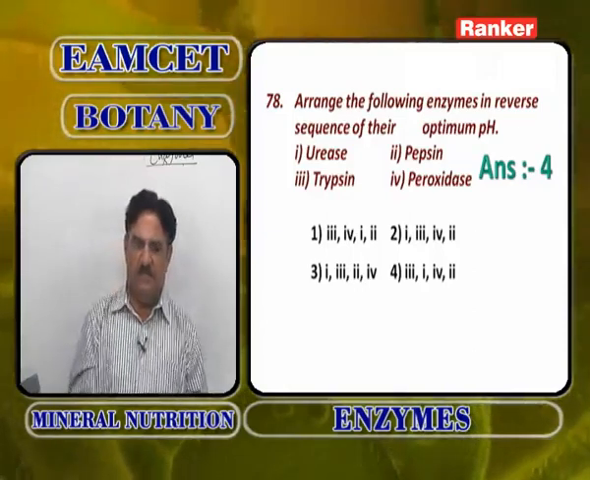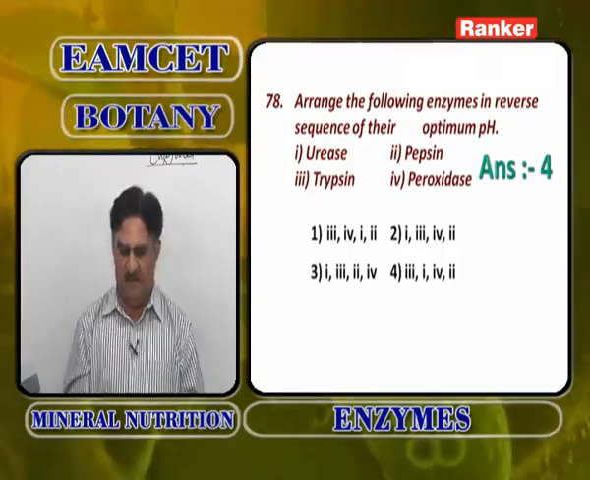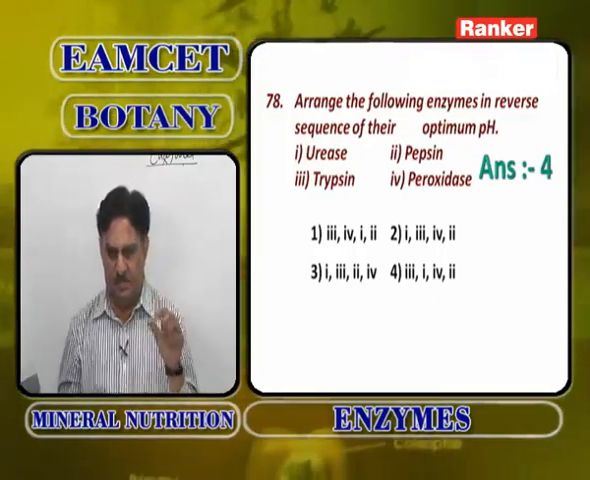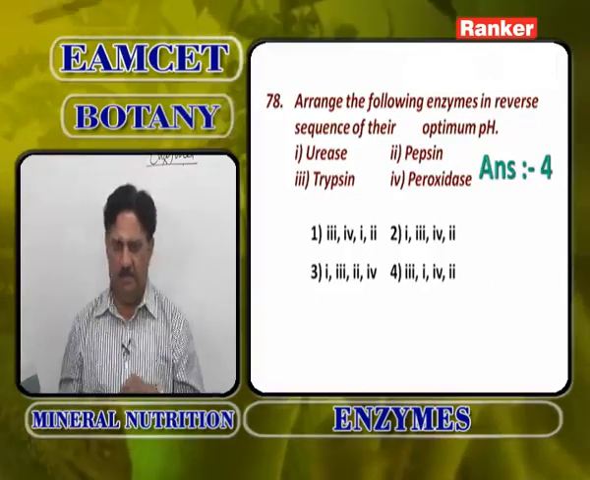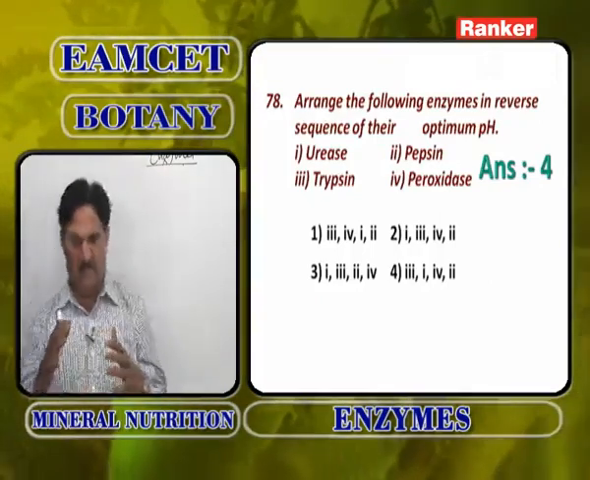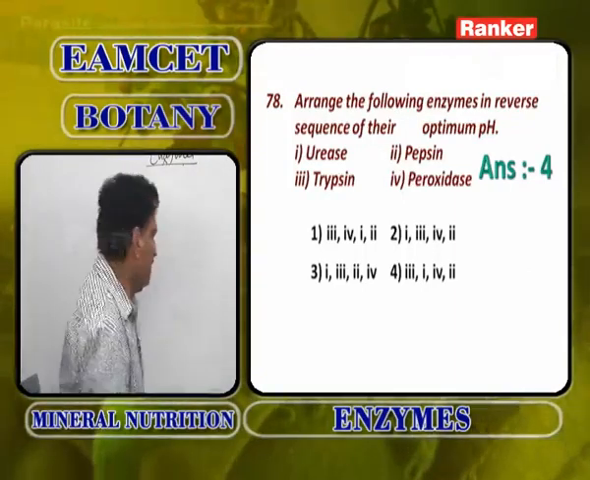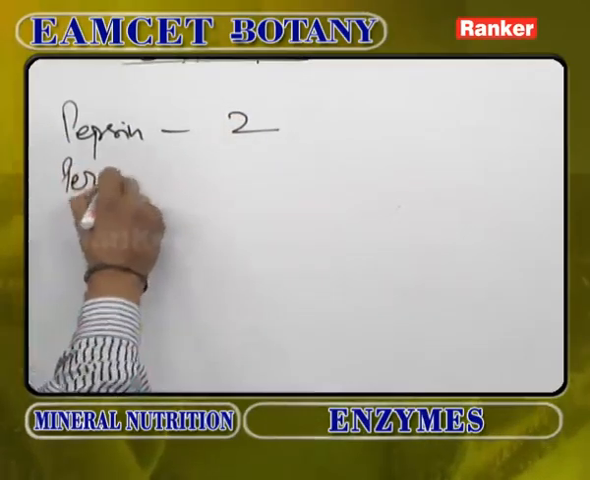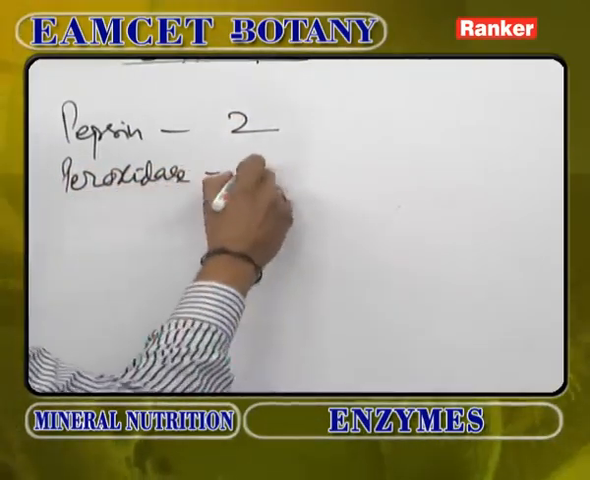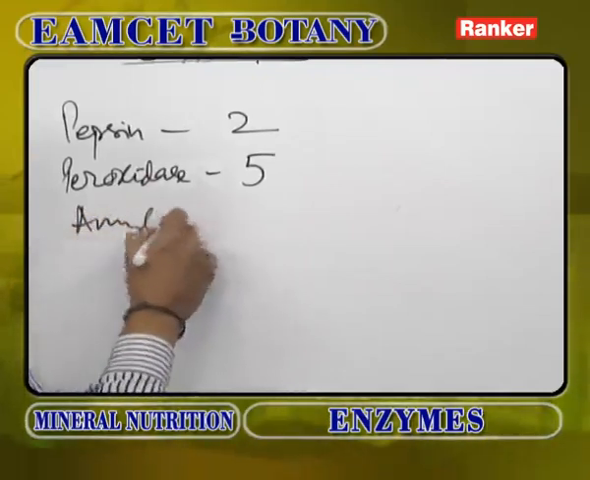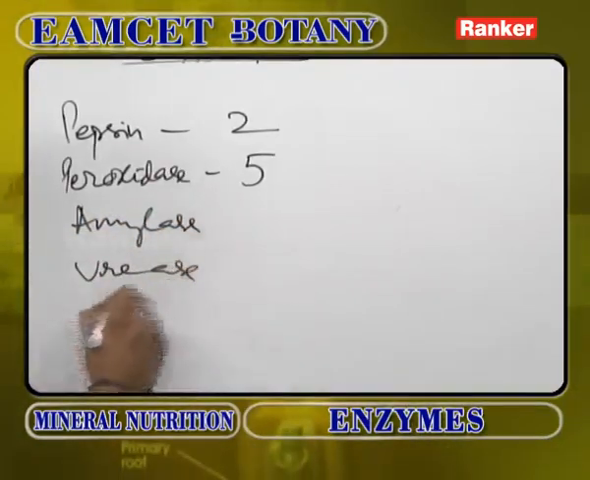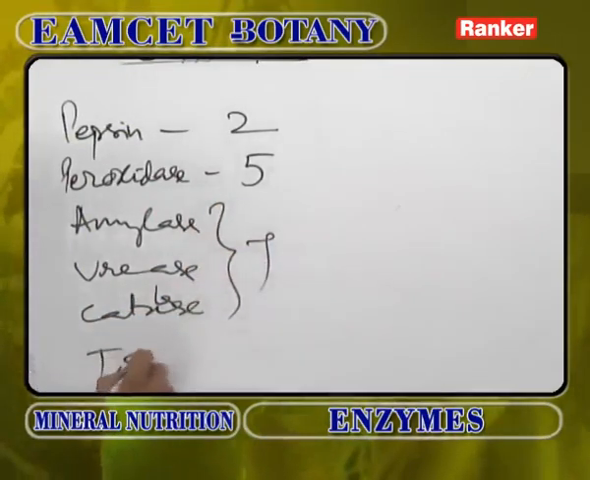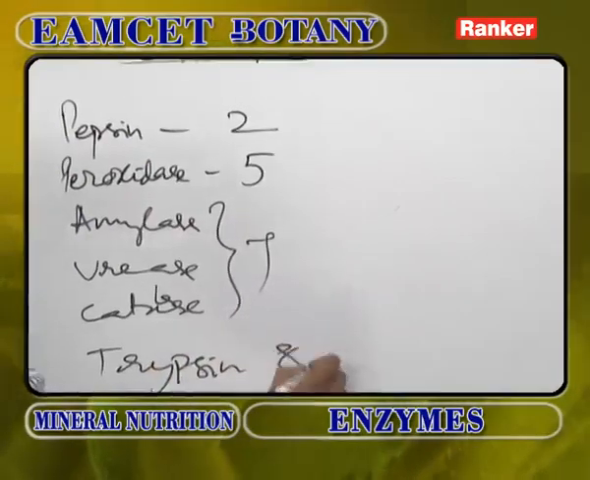Next comes urease because it is 7, like amylase, urease, catalase, it is 7. Then comes peroxidase, which is 5. And finally pepsin, which is 2. So, 2, 5, 7, 8 are the optimum pH of the enzymes, and here it is in reverse direction. For pepsin it is 2, for peroxidase it is 5, for amylase, urease, catalase it is 7, for trypsin it is 8. Reverse direction means like this.